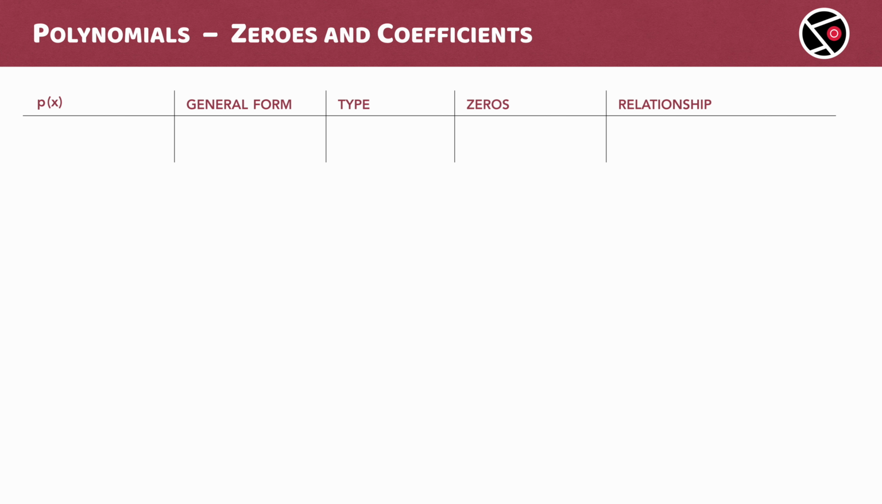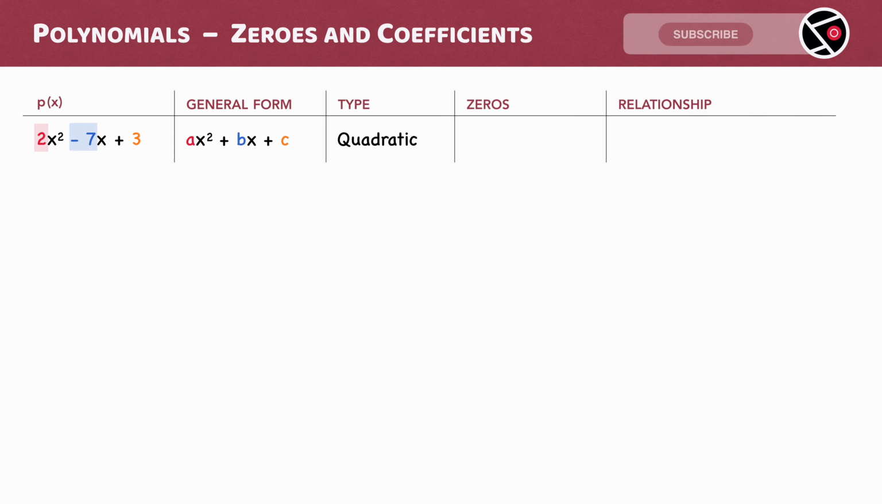Here is our example. 2x squared minus 7x plus 3. This is a quadratic polynomial of degree 2. Now, the general form of any quadratic polynomial is ax squared plus bx plus c. In our example, a is 2, b is minus 7, and c is 3.